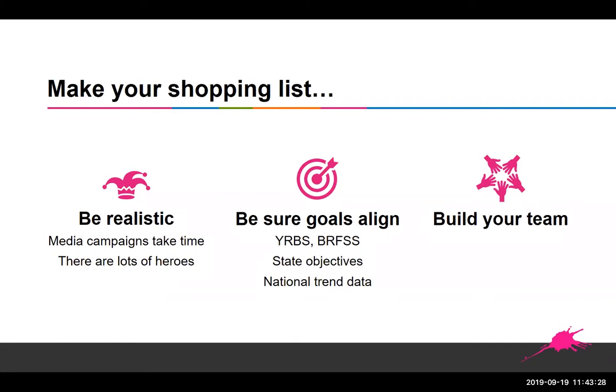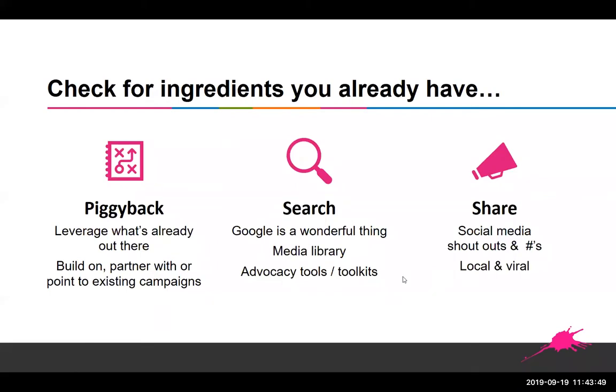So one strategy that we use is to give them a little bit of budget so that you can have them help with some of that work, and also maybe have a say in where those ads are placed during the day parts. So once you've made your shopping list, then it's time to check the pantry for ingredients that you might already have. And again, piggybacking, kind of looking to see what is already out there.